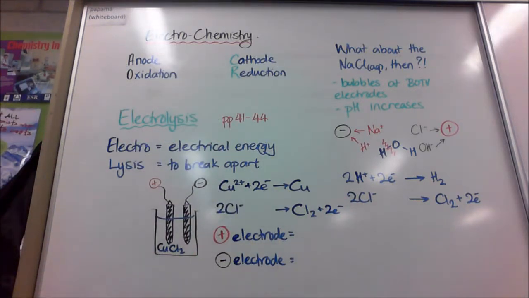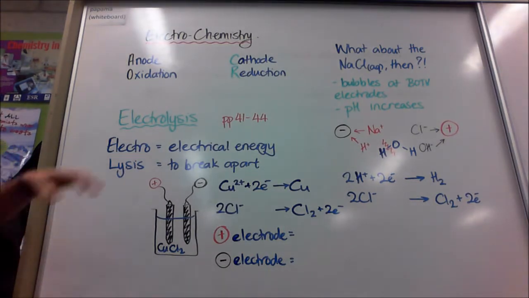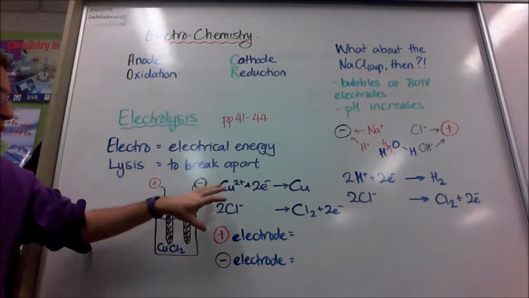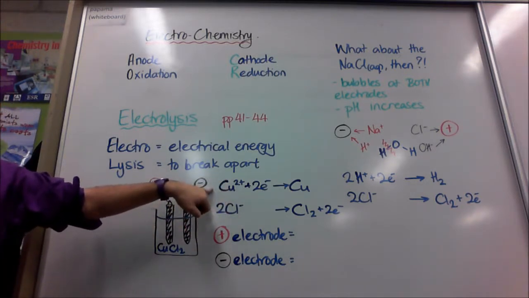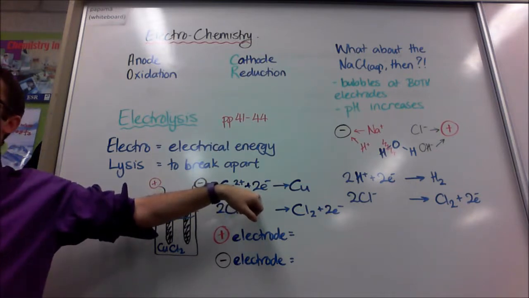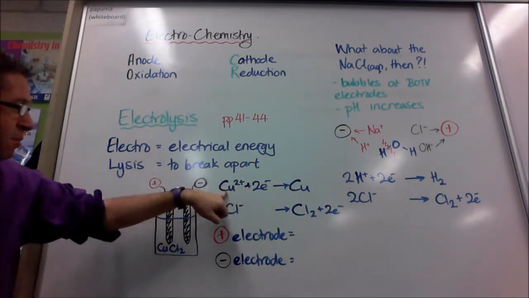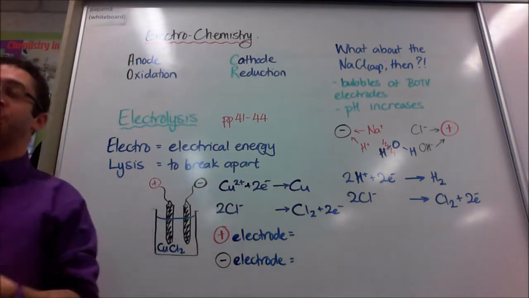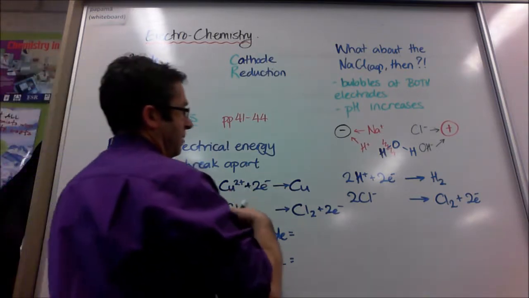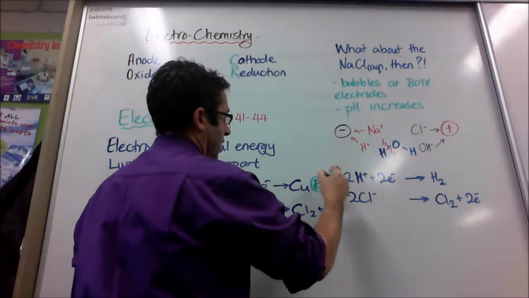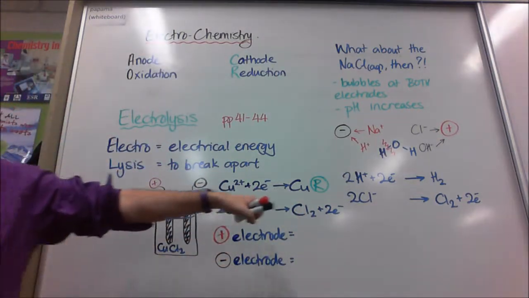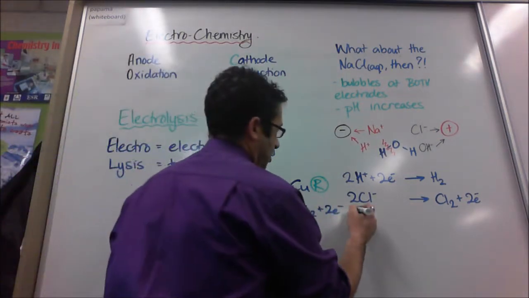So then we have to use this transfer of electrons to decide which one's oxidation and which one's reduction, so we can decide which is the anode and which is the cathode. Before we can say which one's the plus and minus, let's just quickly put an R and an O there. This one's got electrons being added, going from an oxidation number of 2 to 0, so this one must be the reduction. So I'm just going to put an R there for reduction. And this one here is losing electrons, so it's oxidation.